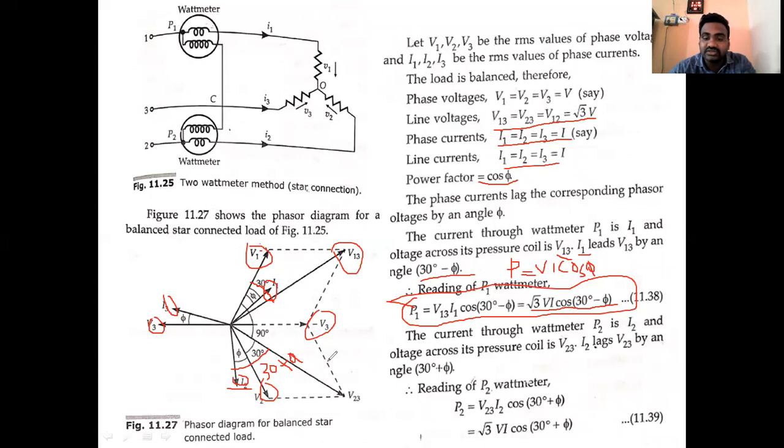So what will the expression for P2 be? The expression is VI cos phi, where V is equal to V23. What is the current flowing through wattmeter P2? The current flowing through wattmeter P2 is I2. The voltage across the wattmeter element is V23. I2 lags V23 by an angle of 30 plus phi. If we substitute the values in our traditional expression, V is equal to V23, I is equal to I2, and the angle is 30 plus phi. I am analyzing the expression. This is our final expression.